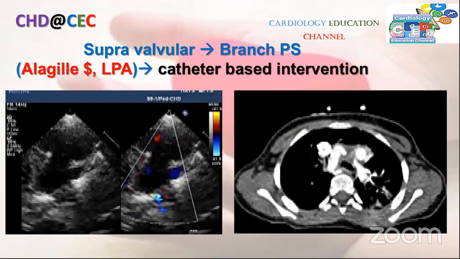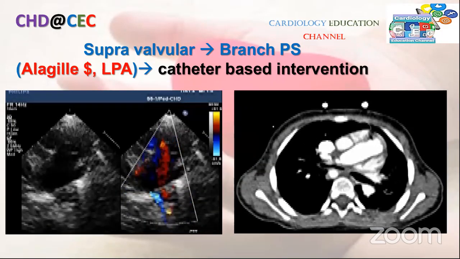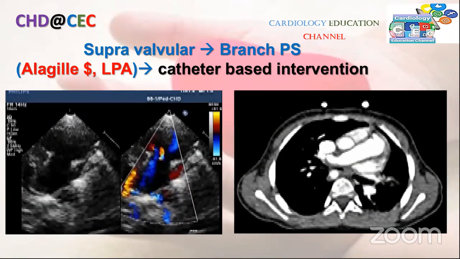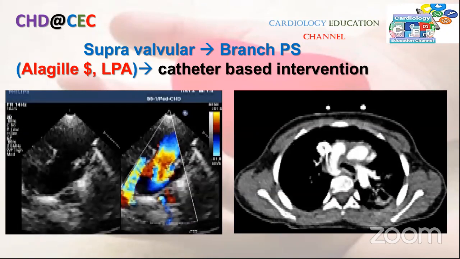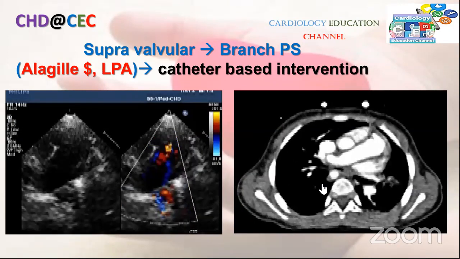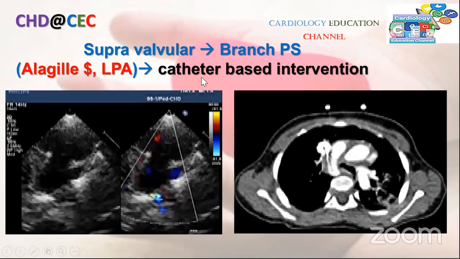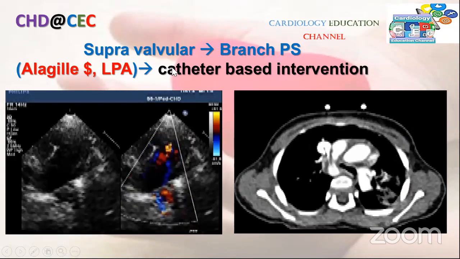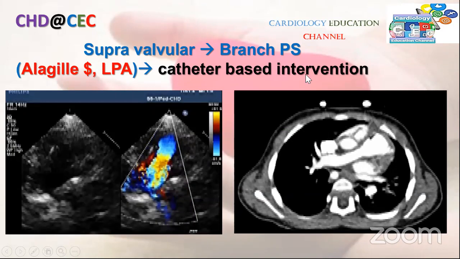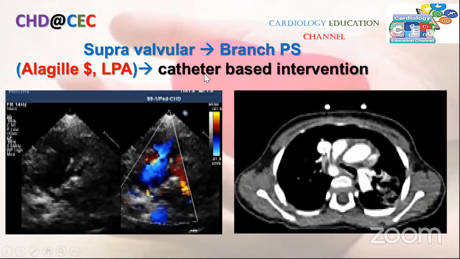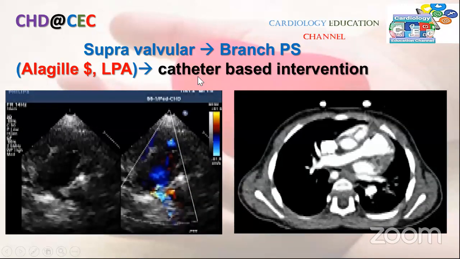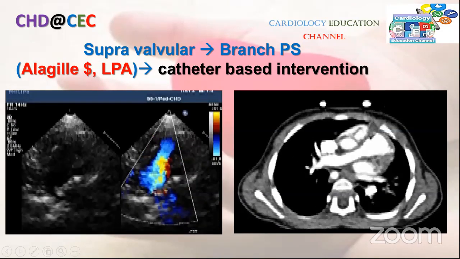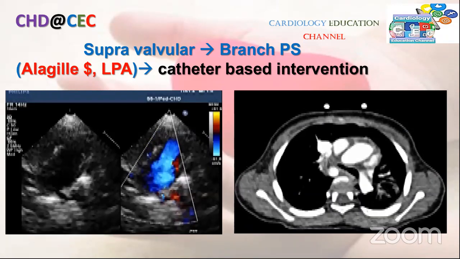Another type of supravalvular pulmonary stenosis is branch pulmonary stenosis. The branch pulmonary stenosis can be central or peripheral, as we mentioned. And these are some cases showing the intervention. Most cases of branch pulmonary stenosis are treated by catheter-based intervention, especially in older children, where we can use balloon dilatation plus or minus stenting of the lesion.